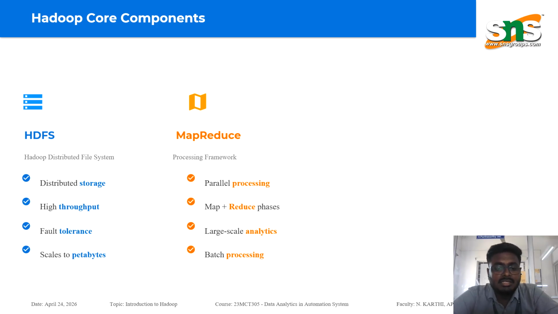And secondly is MapReduce, which is the processing framework. It divides tasks into smaller parts and processes them in parallel across multiple nodes. The processing happens in two phases. One is the map phase, processing the input, and the other is the reduce phase, which aggregates the result. This approach allows Hadoop to process massive data sets efficiently.